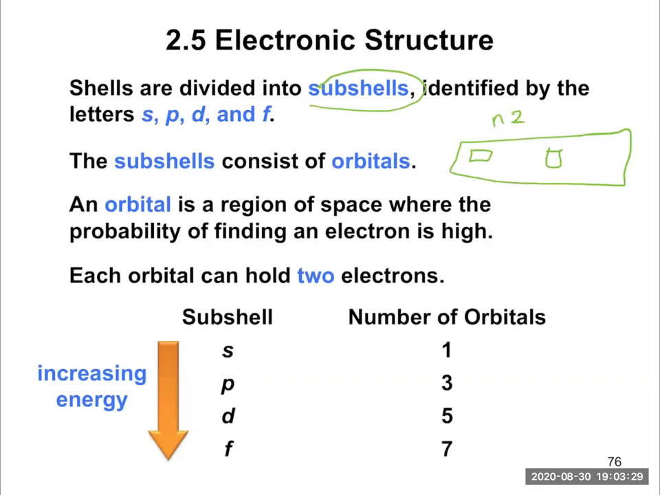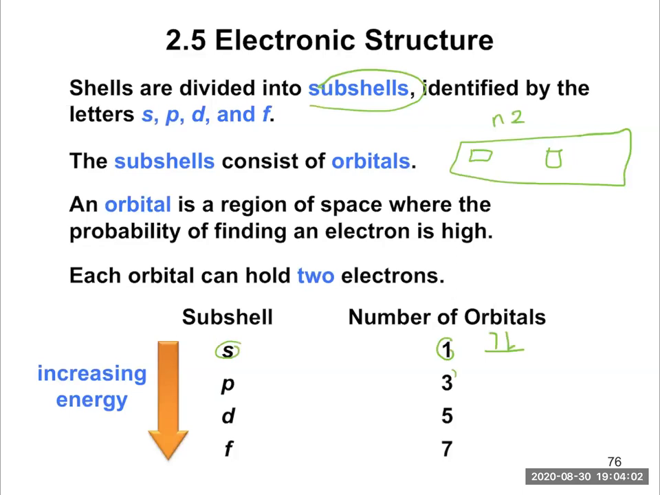So notice here, an orbital is a region of space where the probability of finding an electron is highest. So what they're giving you is the probability of where you can find this electron. Each orbital can only hold 2 electrons. This is all going to come together later on. So notice here, s has 1 orbital. So that means you can only hold 2 electrons, and we represent those electrons with half arrows.